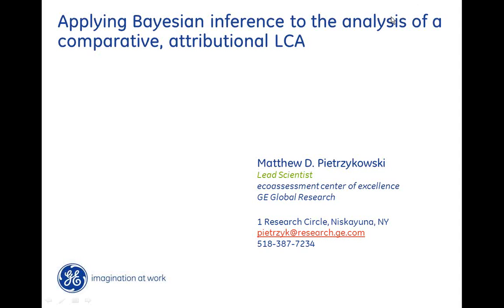Today is going to have another great topic to go through. For those of you who have been with us on previous ones, the way we do these is we'll have Matt talk for about 45 minutes. Today we'll be talking about applying Bayesian inference to the analysis of comparative attributional LCA. Hopefully, for a lot of folks on the line, this will be a very interesting topic, something that will certainly inform you in your day-to-day activities around LCA.